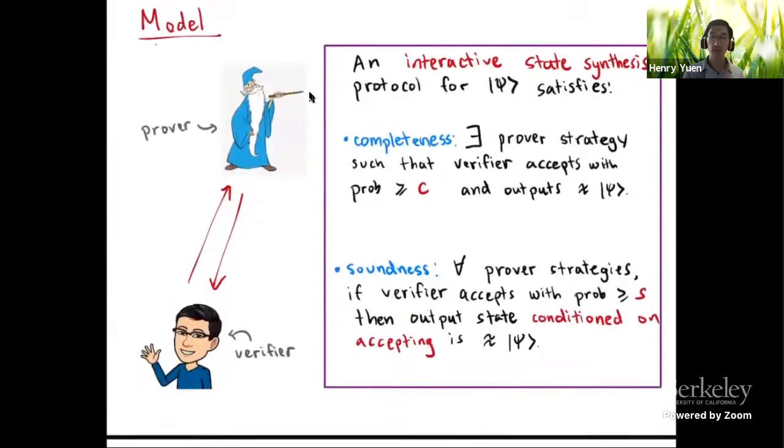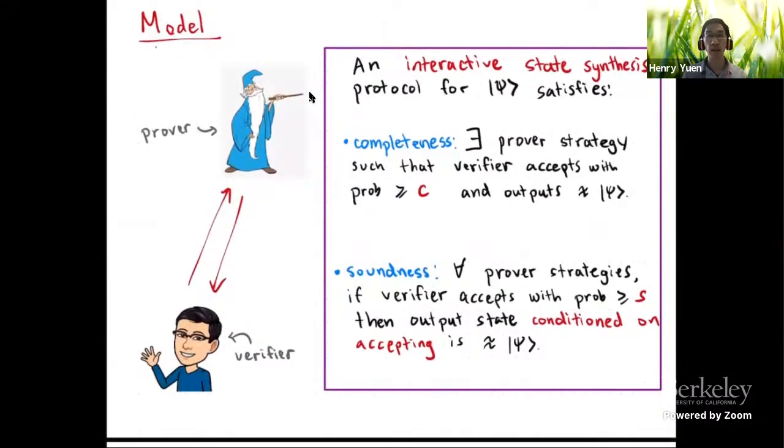Let me be a little more precise about what we mean by an interactive protocol to synthesize a state. An interactive state synthesis protocol for the state psi is an interactive protocol that satisfies a completeness and soundness property. The completeness property is that there is some prover strategy, called the honest prover strategy, such that the verifier will accept with probability greater than C. C is the completeness parameter. In this talk, you can think of C as being 1. So if the prover is being honest, it will always be accepted.